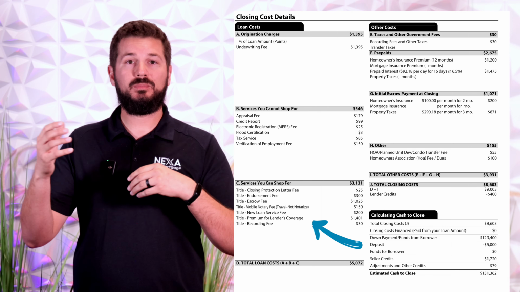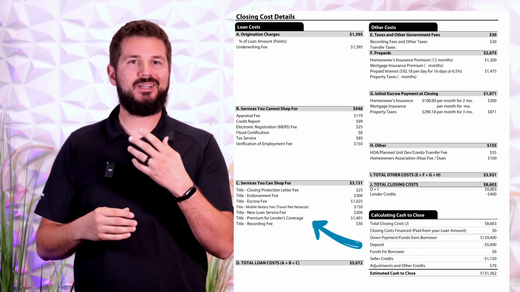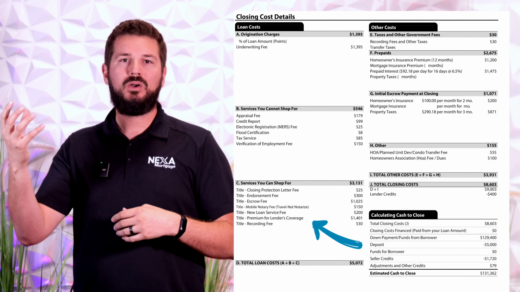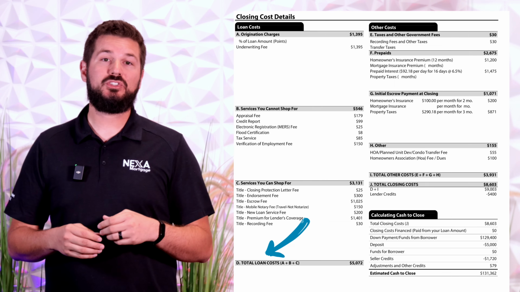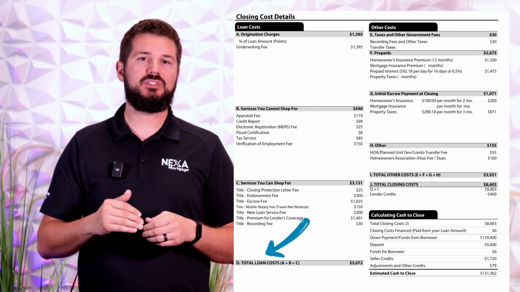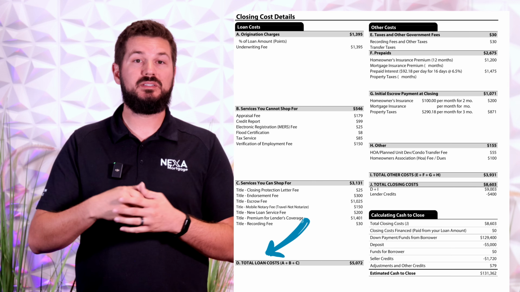Once again, when you're going from lender to lender, these are going to be consistent no matter who you go through, because the title fees are not going to change whether you use myself or Bank of America or any other bank. So Section D is the total loan cost. This section simply totals the costs from sections A, B, and C, giving you a straightforward look at all loan-related charges you're expected to pay.